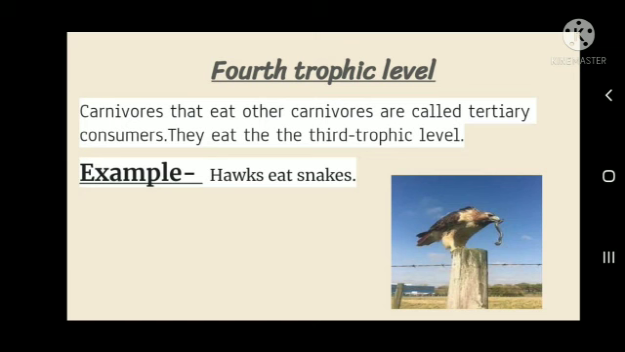The fourth trophic level. Carnivores that eat other carnivores are called tertiary consumers. They eat the third trophic level. Example: hawks eat snakes.